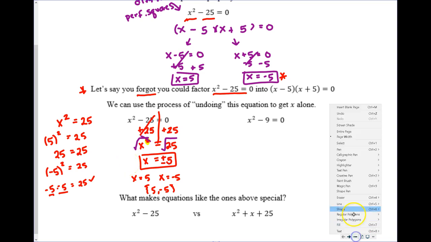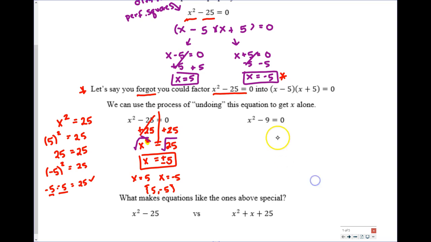So let's try the other one here. I'm going to do the same process. I'm going to get x alone by adding 9 to both sides, and I end up getting x squared equals 9. I'm going to take the square root of both sides to undo that square, and I get that x equals the square root of 9, which is plus or minus 3. I think this is much easier than factoring. I get x squared alone, take the square root, and boom, I get my answer.